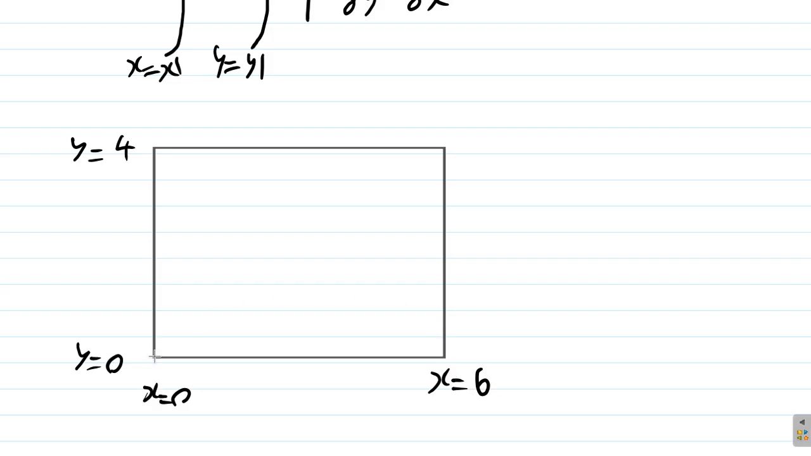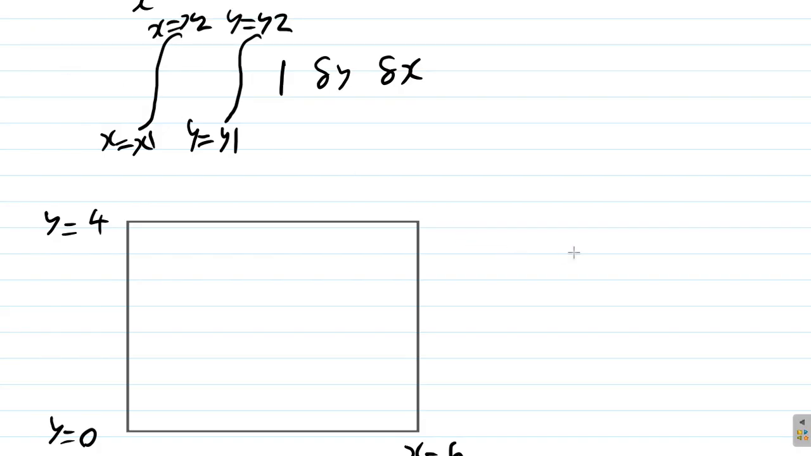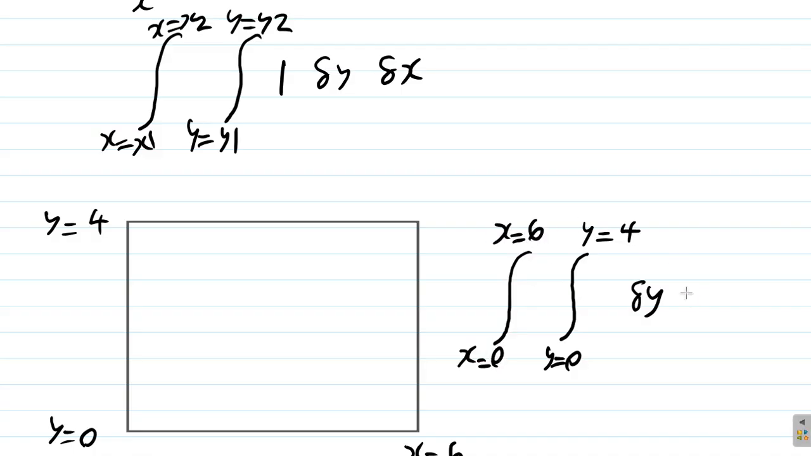We're going to find the area bounded by Y equals 0, Y equals 4, X equals 0, and X equals 6 using integration. So here now, we're going to find the integral from Y equals 0 to Y equals 4 delta Y, we're changing Y, and the integral from X equals 0 to X equals 6 delta X, and this is our 1 here. You don't necessarily have to write it.